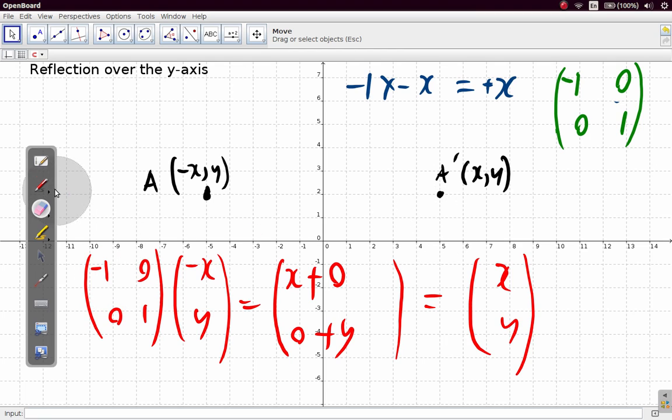What we'll do is look at another video where we're going to perform this transformation on a triangle. So I'll see you in that video. So until then.